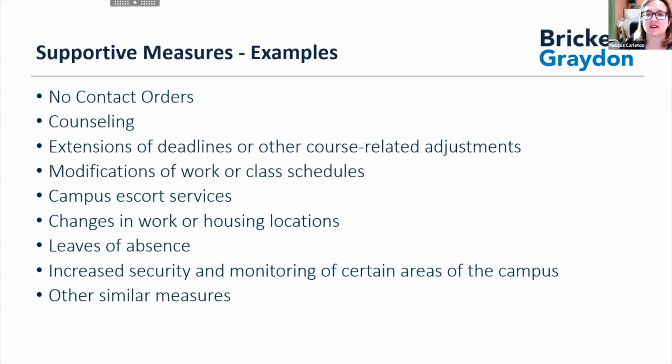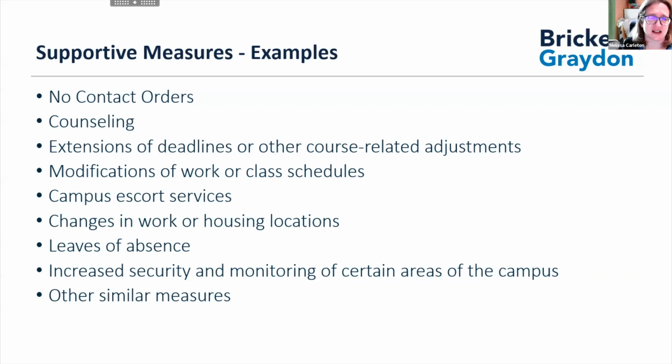We offer counseling. You can get extensions of deadlines or other course-related adjustments, modifications of work or class schedules, campus escort service if there's a security issue and you need to be walked to your car, changes in work or housing locations, leaves of absence, increased security and monitoring of certain areas of the campus, and other similar measures. And you may think, what is that increased security?